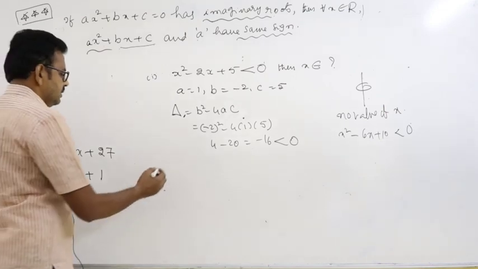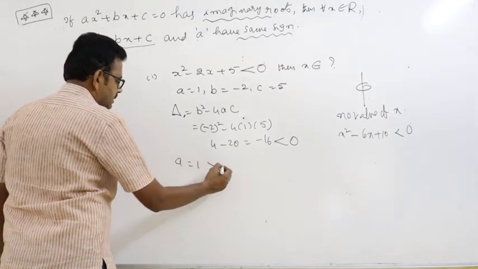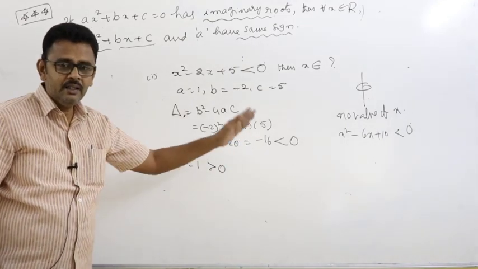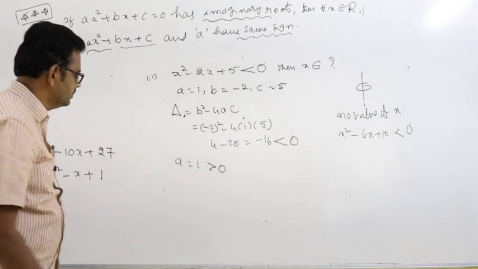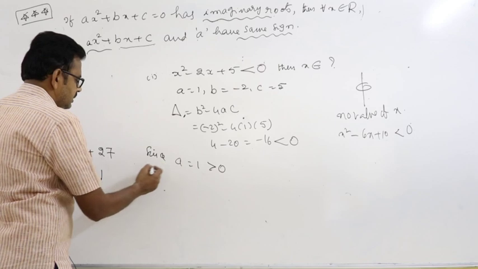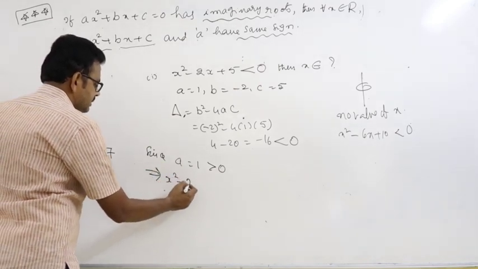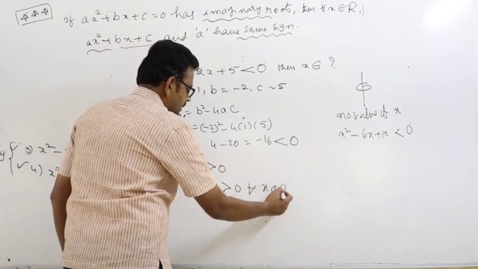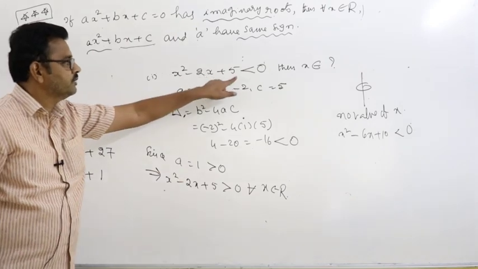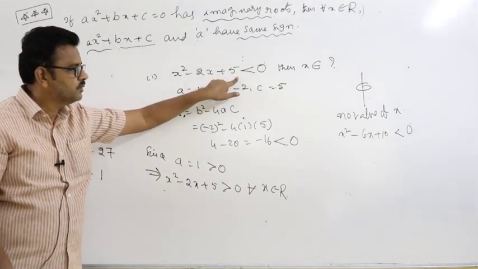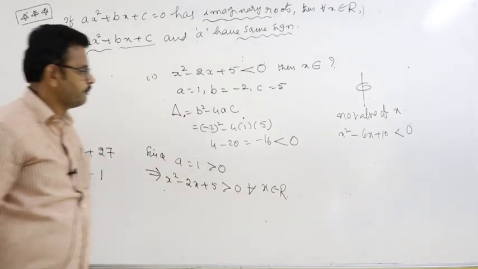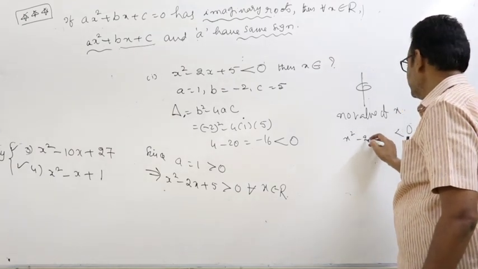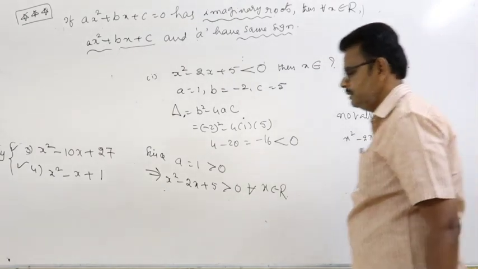Delta less than 0. And what is a equal to? 1, greater than 0. So delta less than 0, that means either the expression is positive or negative for all values of x. Since a is positive, x square minus 2x plus 5 is greater than 0 for all x belongs to R. But my question is, for what values of x is it negative? What is the answer? No value of x. No value of x, that is x square minus 2x plus 5 is less than 0.